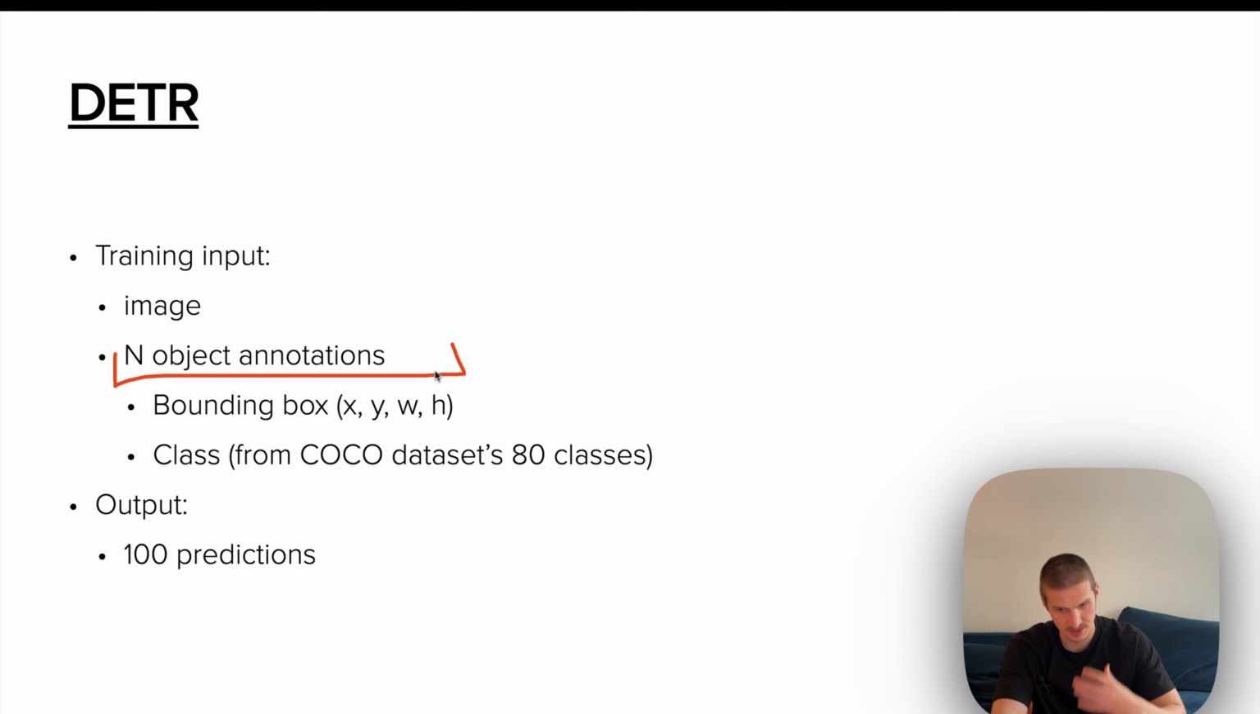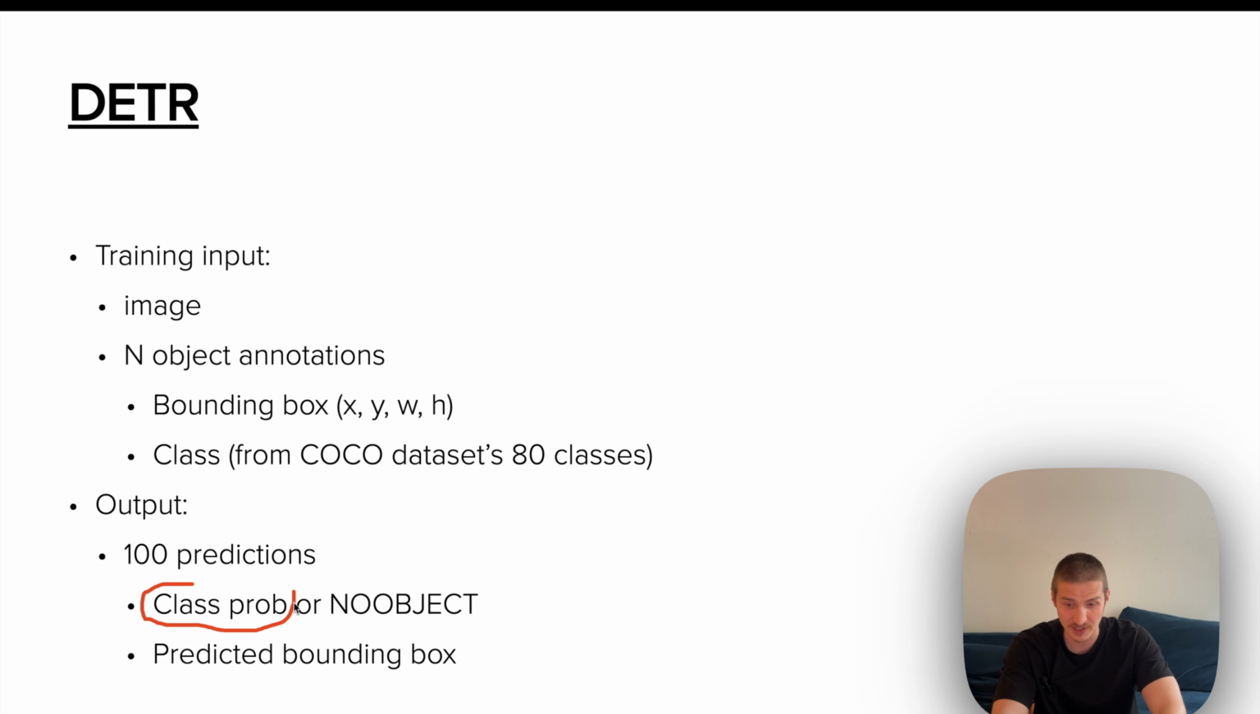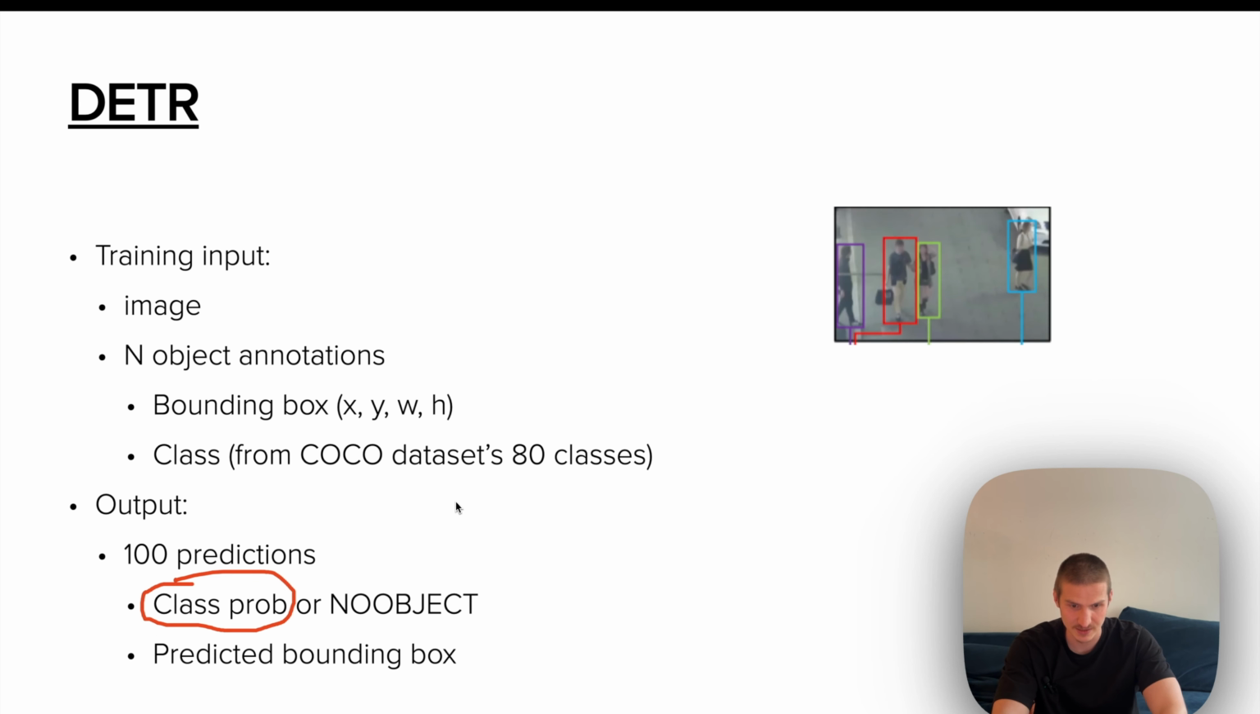So the output is a fixed set of predictions. In case of DETR, always 100. So every prediction predicts class probabilities. So it will have 81 numbers, 1 number corresponding to the probability of the no object class, and then 80 numbers for the probability of every class, and then the predicted bounding box, the actual 4 coordinates. So it's rather interesting for our object tracking problem that the prediction is a probability for a fixed set of classes.